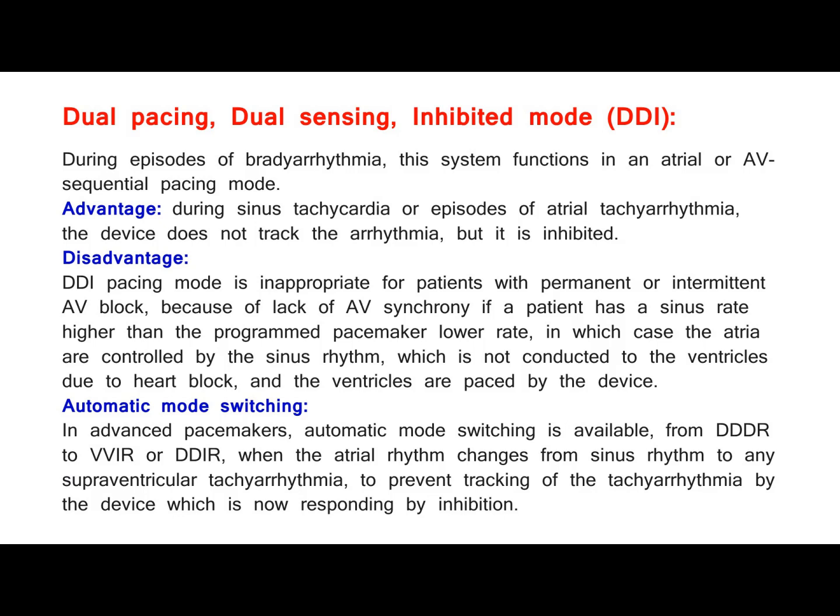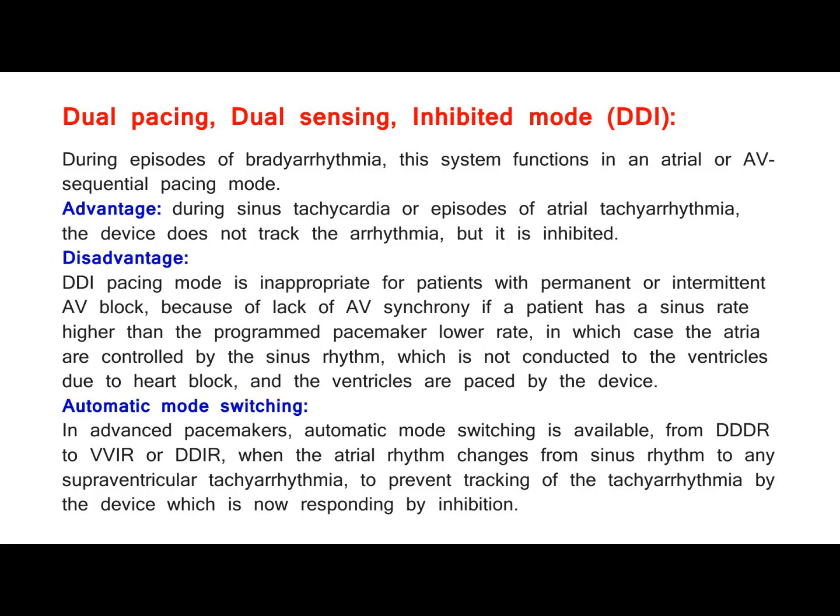Disadvantage: DDI pacing mode is inappropriate for patients with permanent or intermittent AV block, because of lack of AV synchrony if a patient has a sinus rate higher than the programmed pacemaker lower rate, in which case the atria are controlled by the sinus rhythm, which is not conducted to the ventricles due to heart block, and the ventricles are paced by the device. Automatic mode switching.